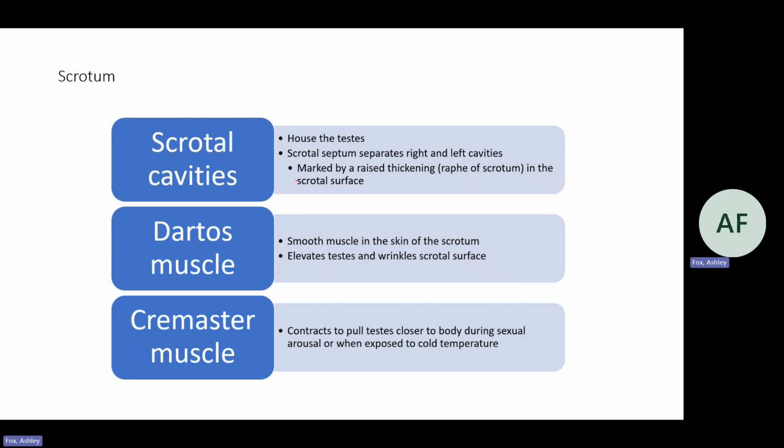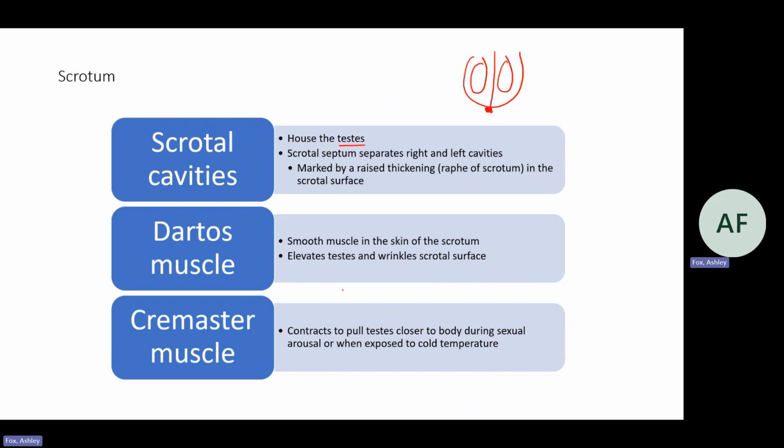So if we look at the scrotal cavities, the scrotum is going to be where the testes are staying. So we have a sac of skin outside, and then there's two testes. And we also have what we call a scrotal septum, which separates the two. So you have one half for one testis and one half for the other. So we can also see the scrotal cavity separation. There's a little thickened raised area on the surface of the scrotum called the raphe of the scrotum. That's going to show the separation between the two sides.